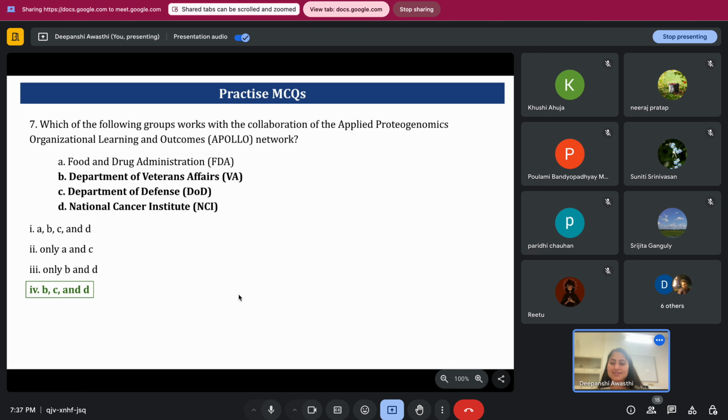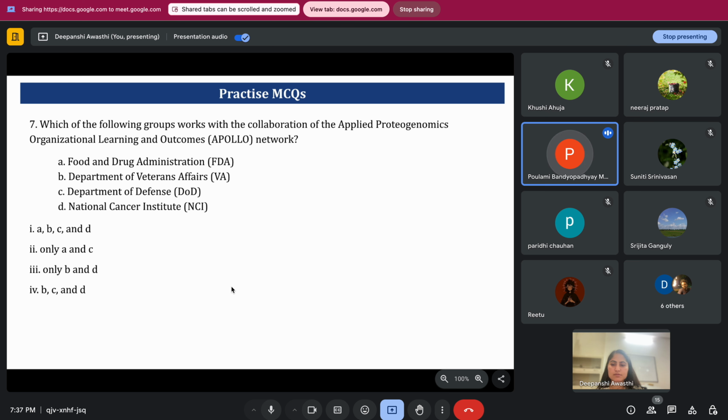Sorry again. Yeah, so which of the following groups works with the collaboration of Apollo network? So we have also discussed this as well. Food and Drug Administration, Department of Veterans Affairs, Department of Defense, and National Cancer Institute. So which are the groups have collaborated for the Apollo? So these are the options. B, C, D. B, C, D. Okay, B, C, D. Yeah. So anyone else? This is very simple.